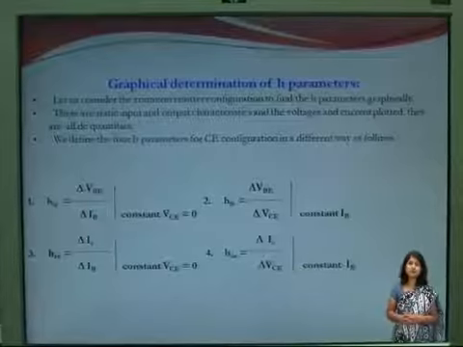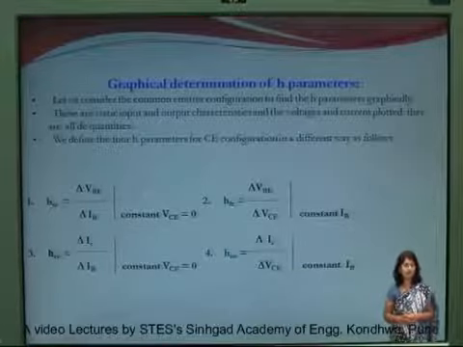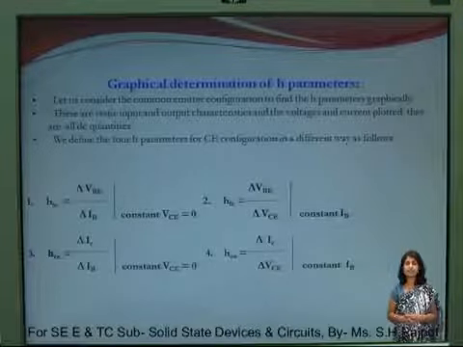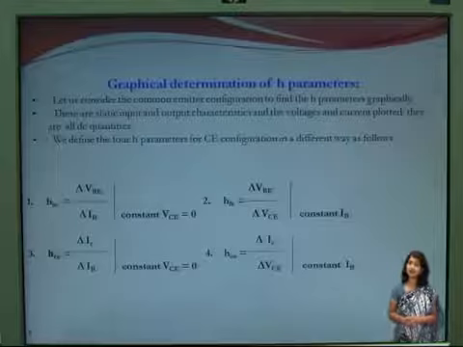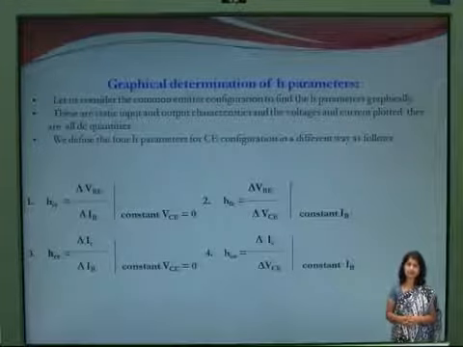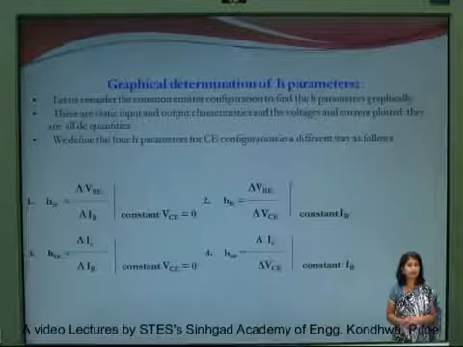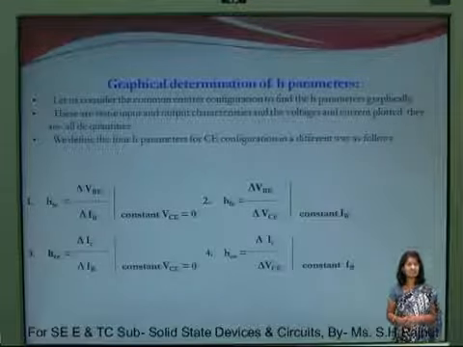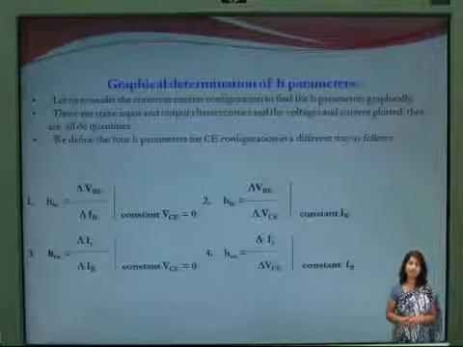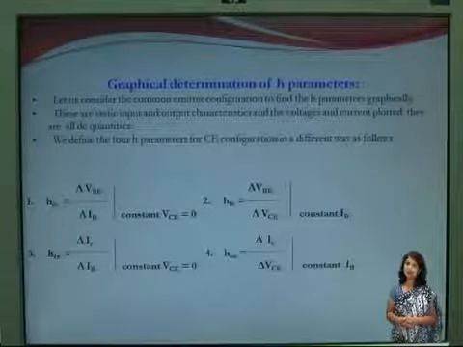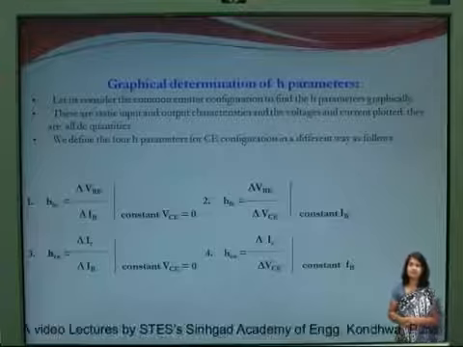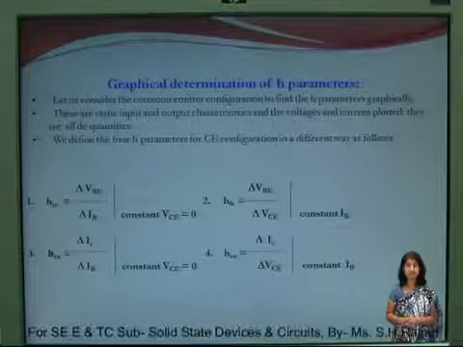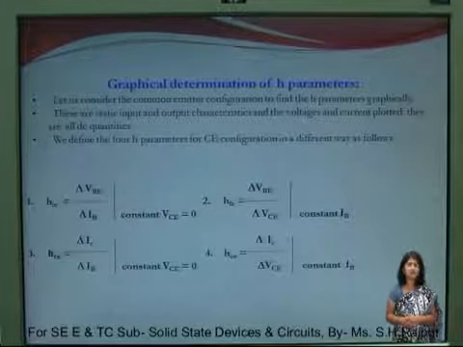Now let's move to the graphical determination of h parameters. How, from the graph, these 4 parameters can be determined. So if the input and output characteristics of the transistor are given to us, then how do we find the values of these 4 parameters. Now let's define these 4 parameters for the CE configuration and start with the graphical determination of the h parameters. The first parameter, hIE, is given by del VBE divided by del IB, considering constant VCE.